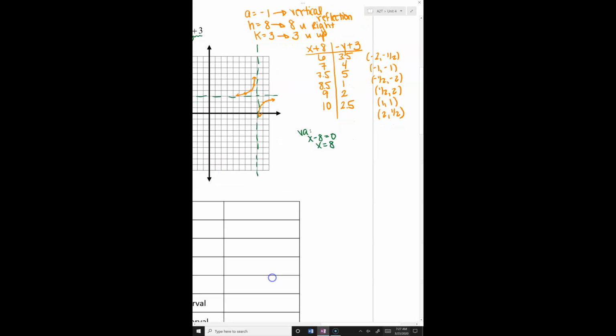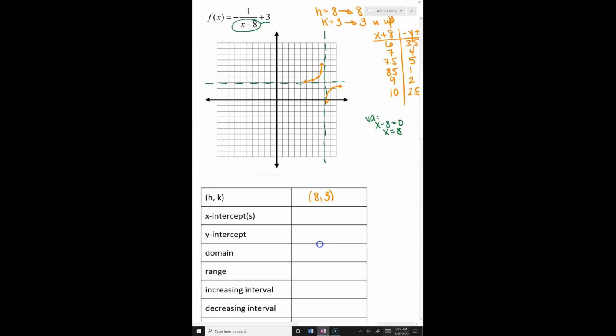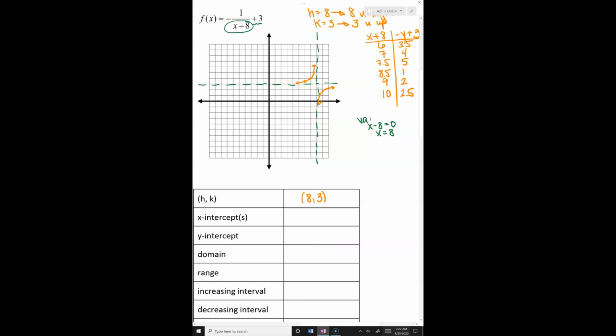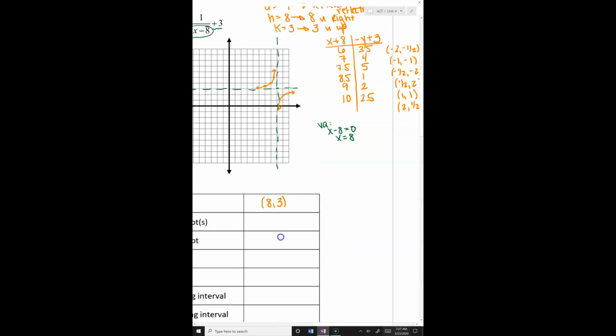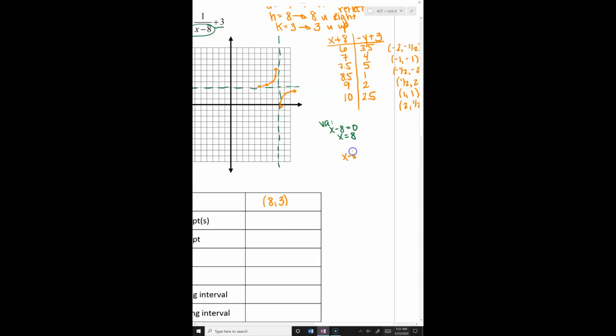Okay, so our h, k we already defined to be 8, 3. And then our x-intercept, I see one, but I don't know what it is. So we're going to have to solve algebraically, which I know you love so much. It's not hard. 0 equals negative 1 over x minus 8, plus 3. Okay, so I'm going to go ahead and subtract 3 from both sides. We get negative 3 is equal to negative 1 over x minus 8.